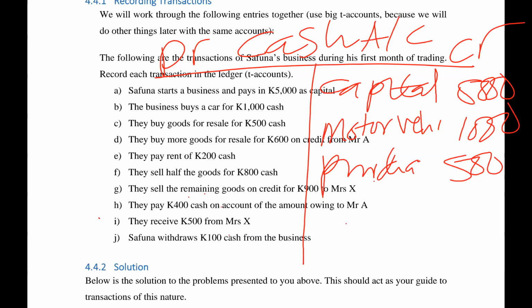So observe that on transaction number D, you're buying on credit, so the cash account is not affected. The only accounts that are affected are the purchases account, which is receiving the goods, and the payables account. Since you're buying on credit, the payables account is what is involved, isn't it? Yes, sir. So you skip the transaction.